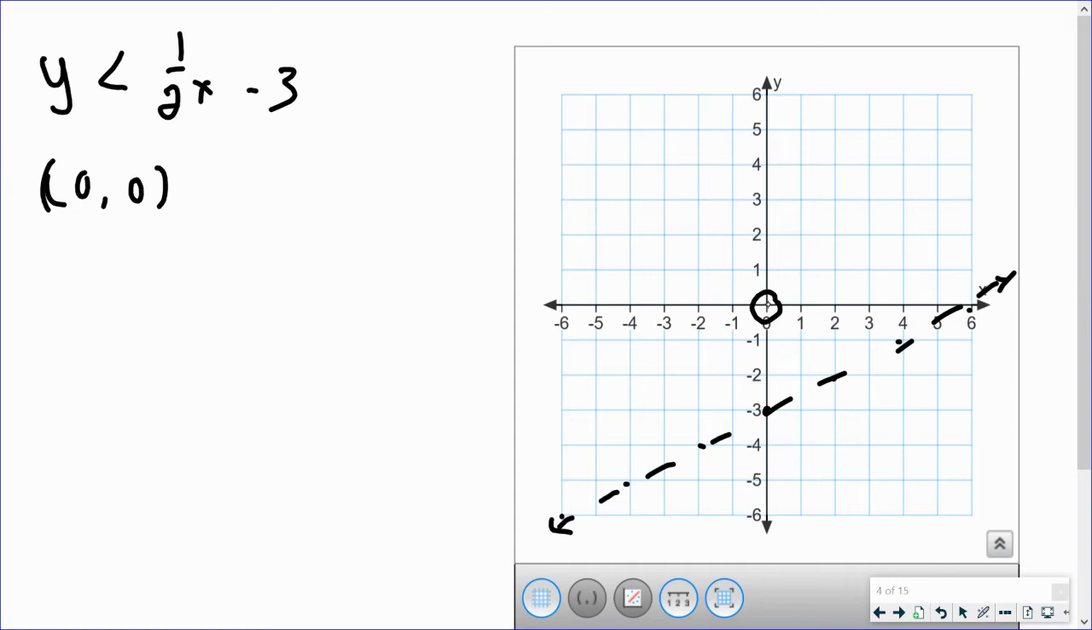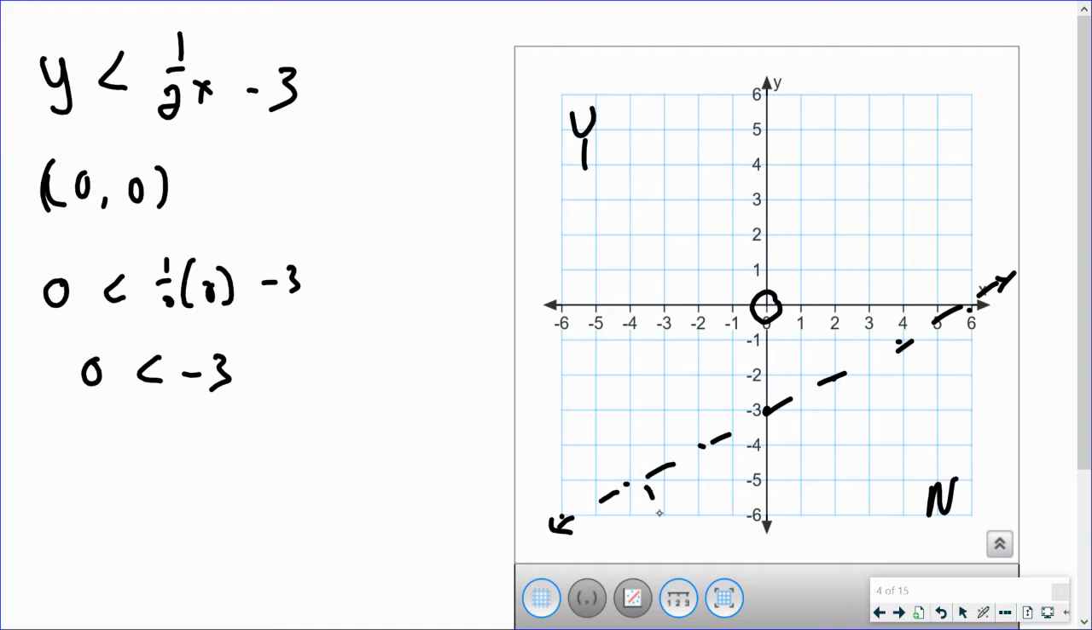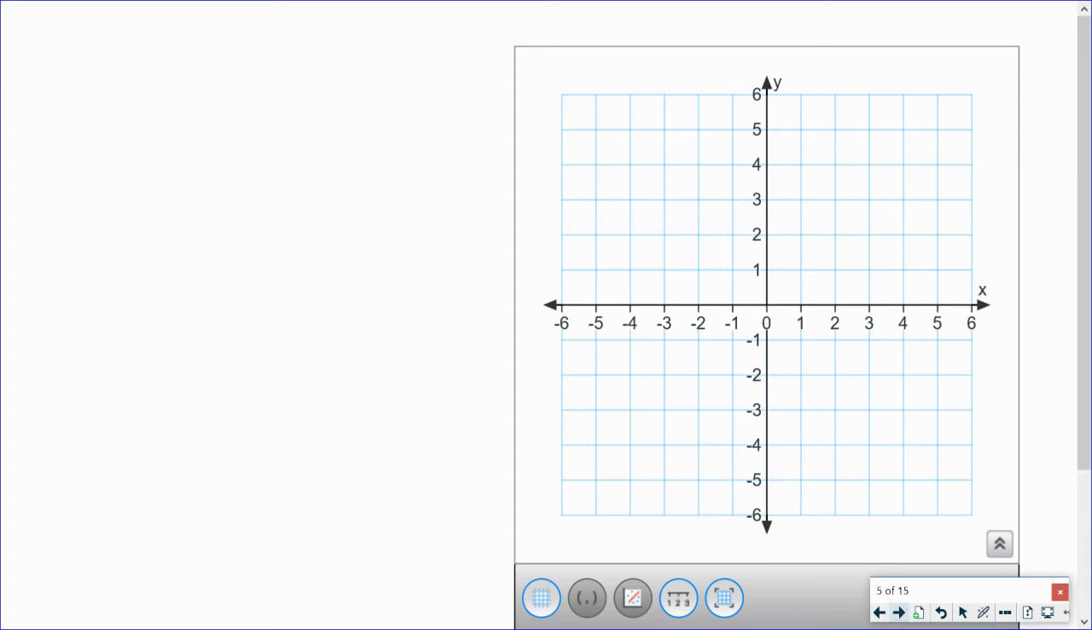Now, once I decide that this is my yes side, whatever side in relationship to this line and 0, 0 becomes my yes side. This is my no. Your yes side will always have your test point. So now I try it. I put the 0 in for the y, and I put the 0 in for the x, and I do the math. So 0 less than -3? No, it's not. So I shade the no side. There we go.